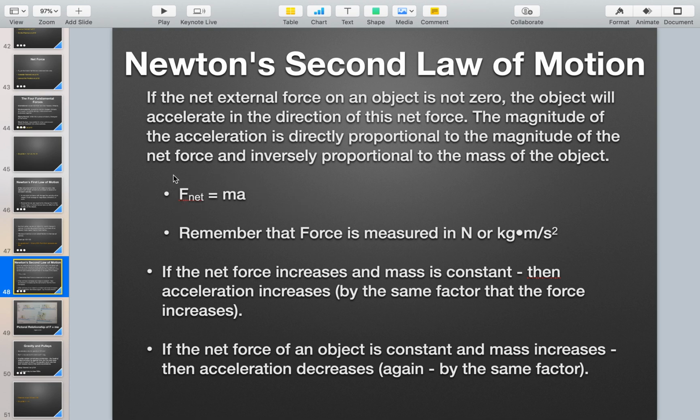So here's an equation that we'll use for decades to come. Net force equals mass times acceleration. F equals ma. Force is measured in newtons. If the net force increases and mass is constant, then acceleration increases by the same factor that the force increases. If the net force on an object is constant and mass increases, then acceleration decreases, again, by the same factor.